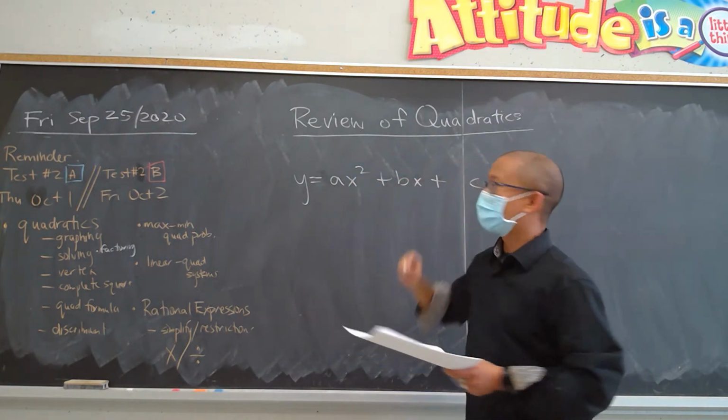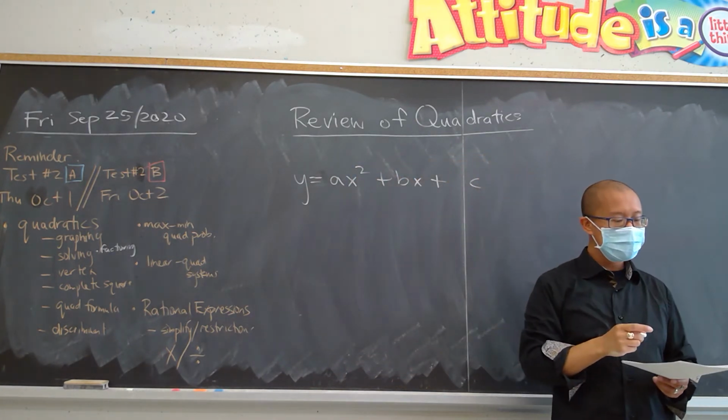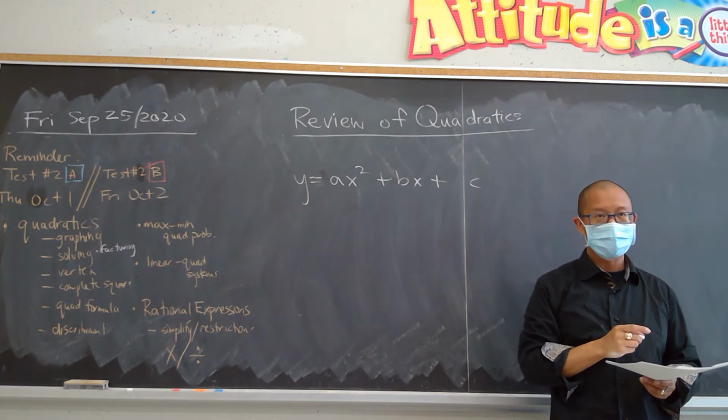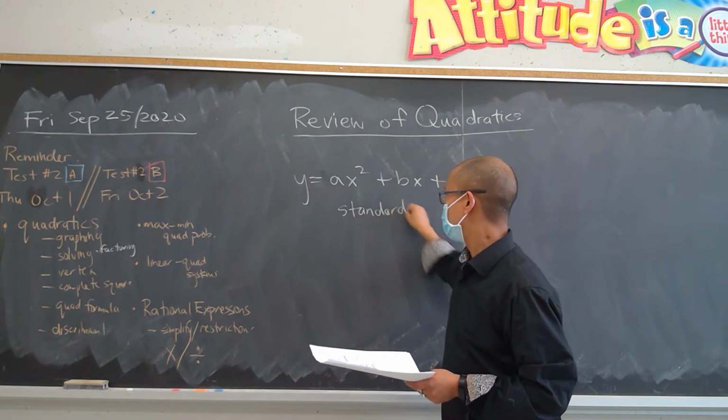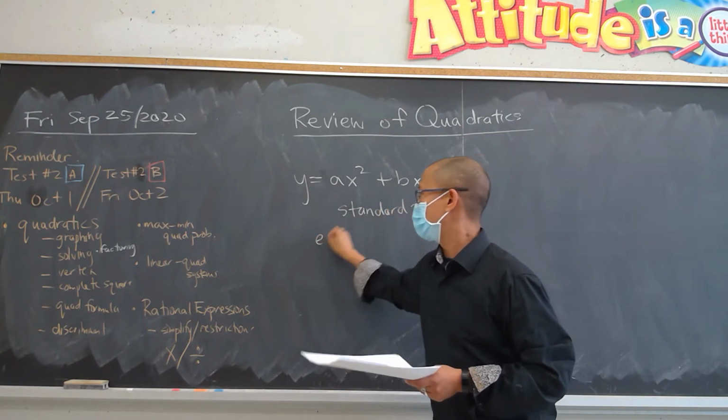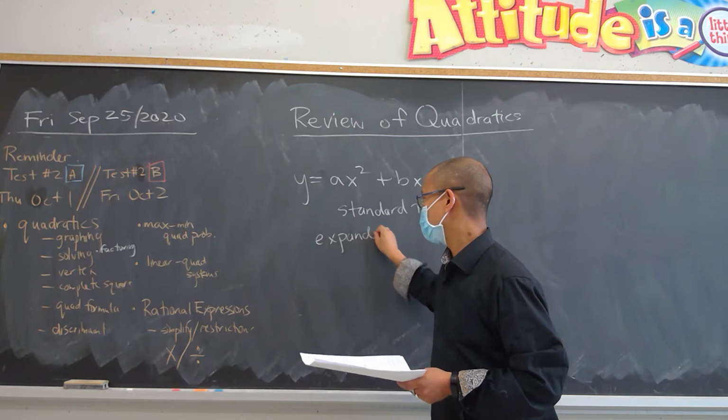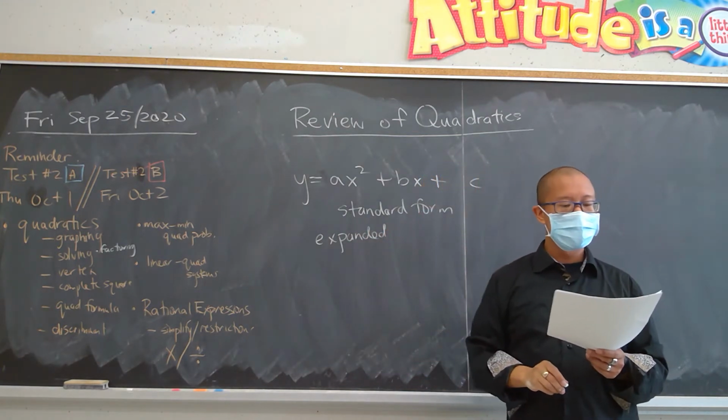You might have remembered that y equals ax squared plus bx plus c. That's the standard form of a quadratic, right? This is also known as the expanded form. So just make sure you're aware of that.